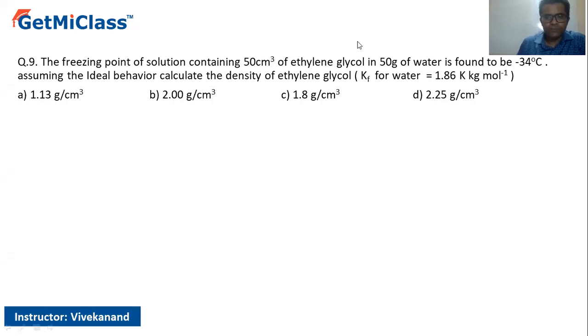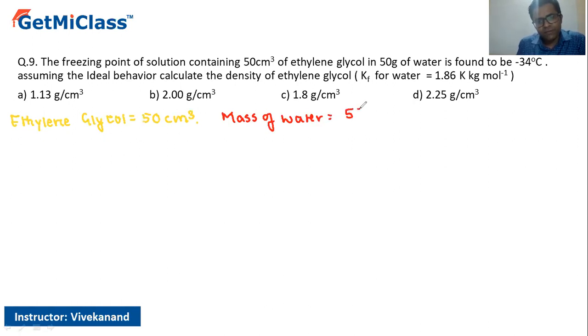Okay, so here, first thing, what has been given to us? Ethylene glycol, 50 cm cubes. First point. Secondly, mass of water, 50 grams. Now, Kf for water, 1.86. These are the requirements. Let's start.